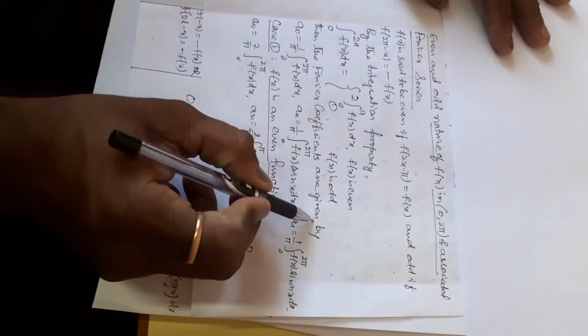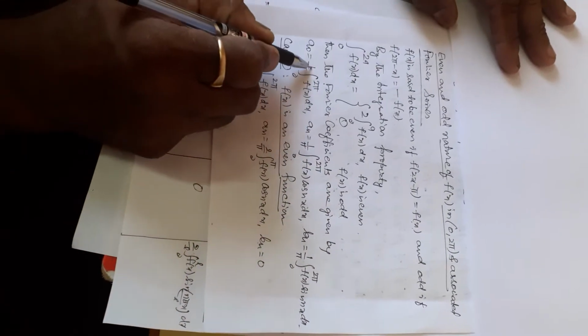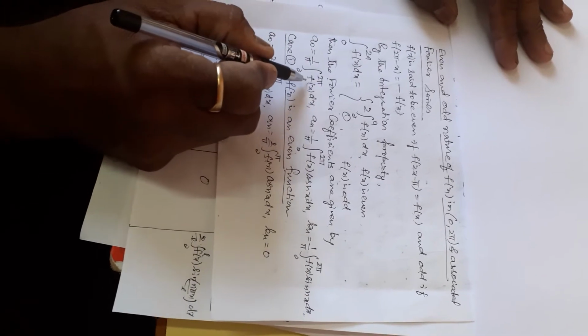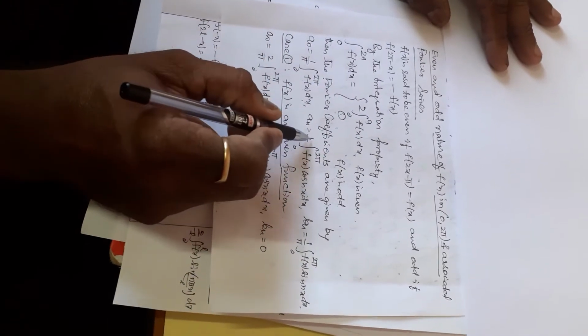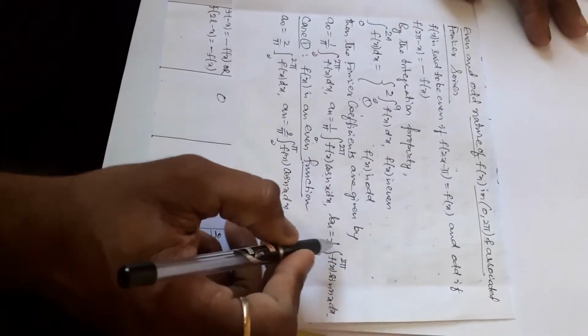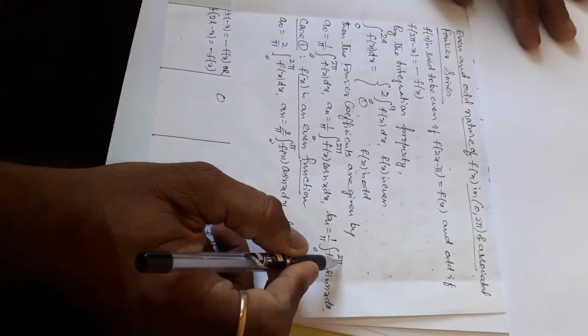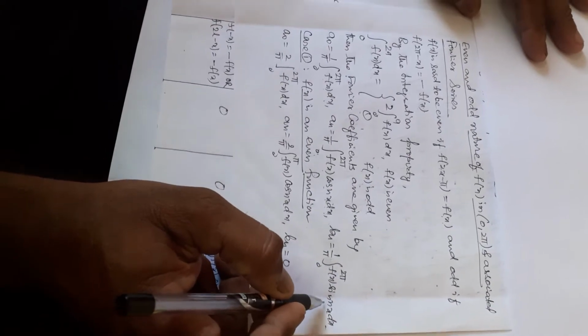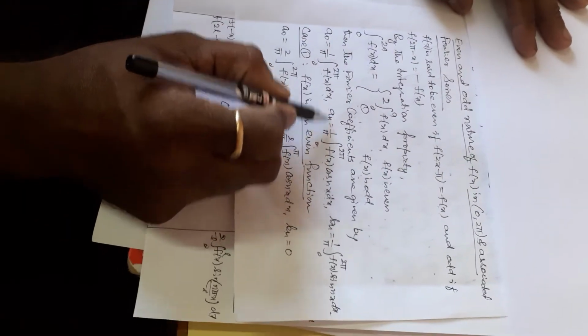And the related Fourier coefficients are given by a0 equals 1 upon pi integral between 0 to 2 pi of f of x dx, an is equal to 1 upon pi integral between 0 to 2 pi of f of x cos nx dx, and bn equal to 1 upon pi integral 0 to 2 pi of f of x sin nx dx. These are the related Fourier coefficients in the interval 0 to 2 pi.